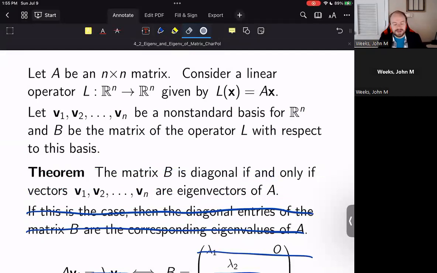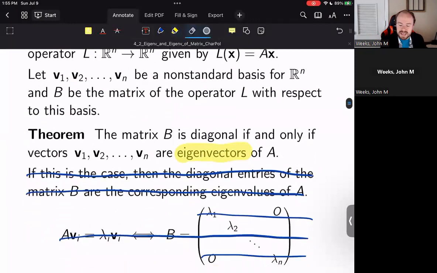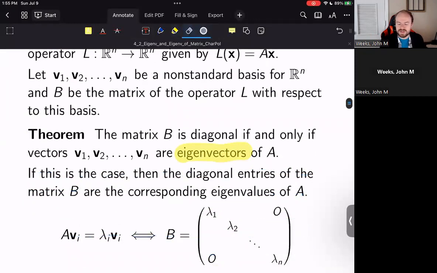Well, it's going to be diagonal if and only if our vectors v1 through vn, forming our non-standard basis for Rn, are actually the eigenvectors for our original matrix. That's exactly what we saw in that previous example. If this is the case, then what forms those diagonal entries? The eigenvalues associated to each vector.